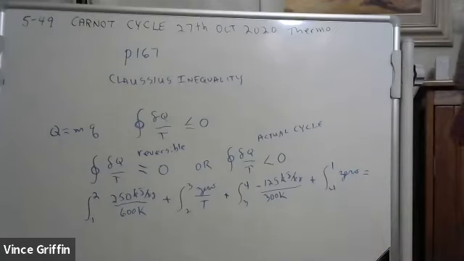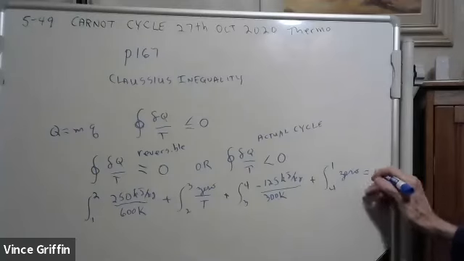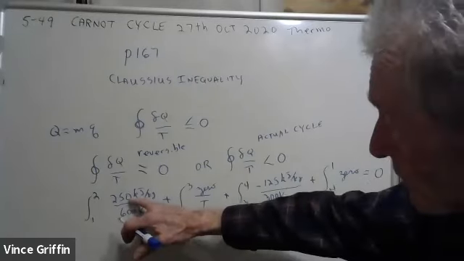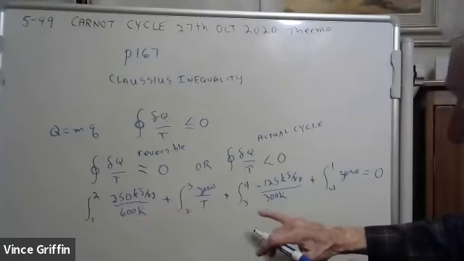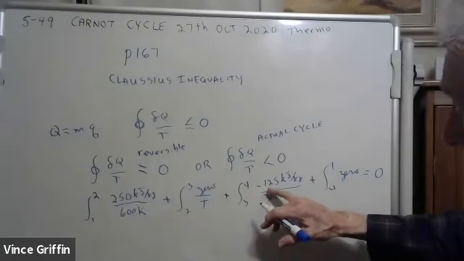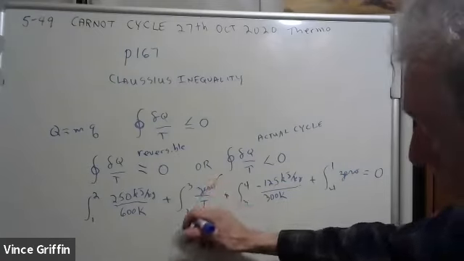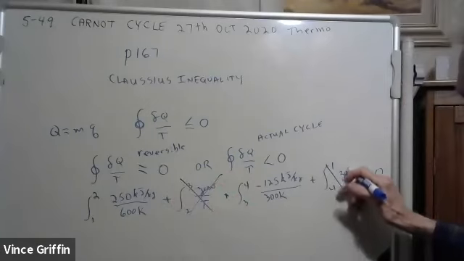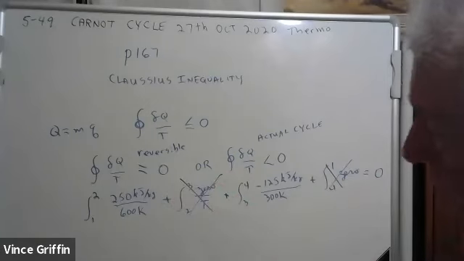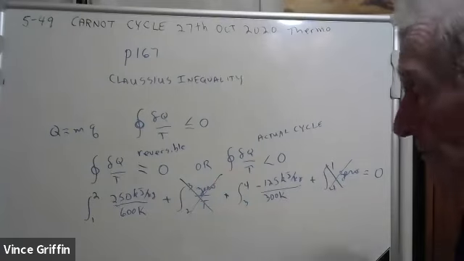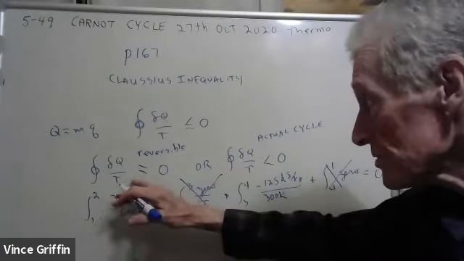Now, if you add all this stuff up, you're going to get 0, because 250 over 600 minus 125 over 300 will be 0. If you don't believe me, put it in your calculator. These are both 0, so you can forget them. Those are your adiabats. I think you can see it. If you have a reversible cycle, this is what you get.